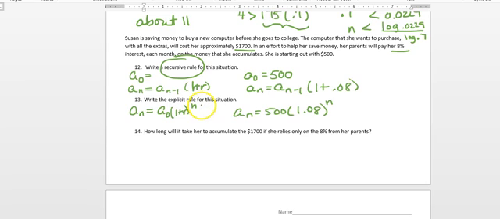How long would it take for her to accumulate the $1,700? You would take 1,700 and set it equal to this equation, 500 times 1.08 raised to the n. Again, you could use logs or you could put this in your calculator. Either way, it would take about 16 months.